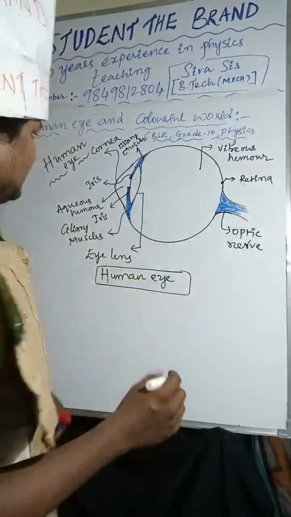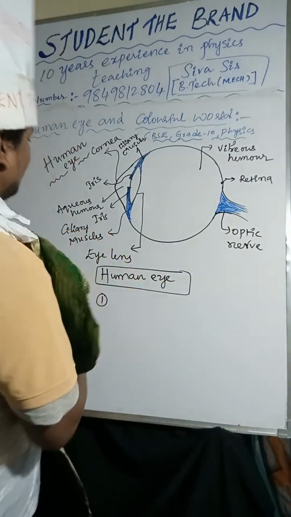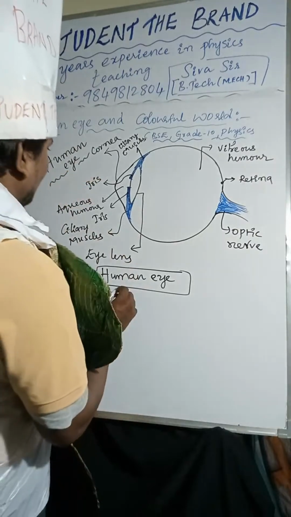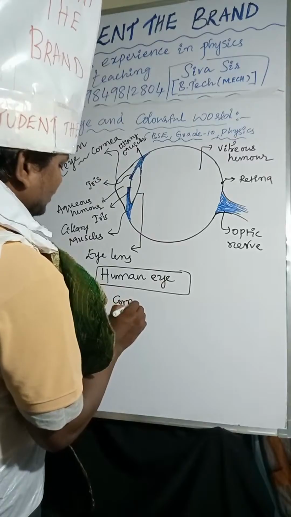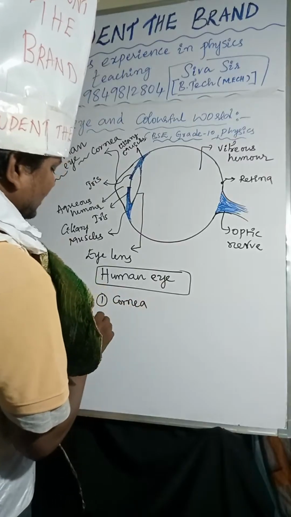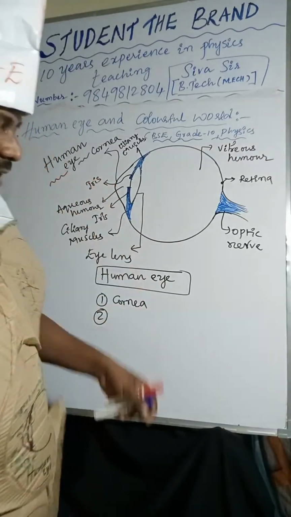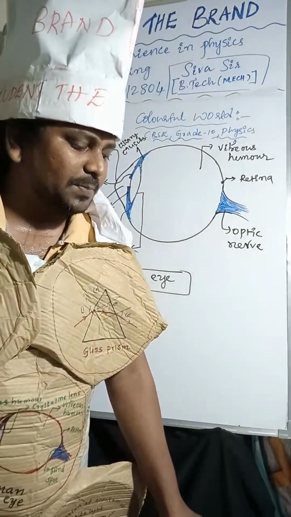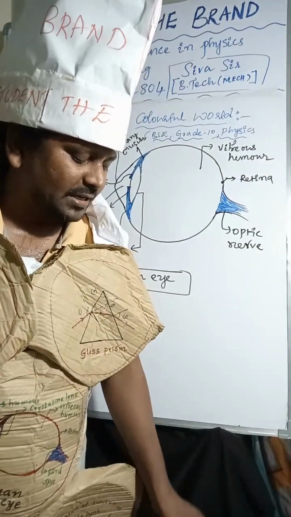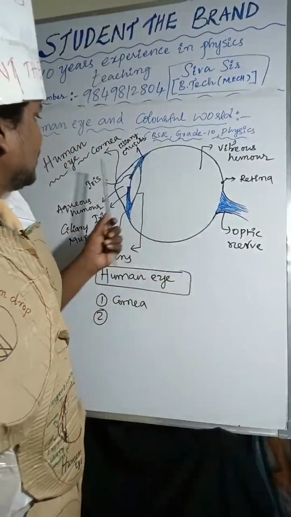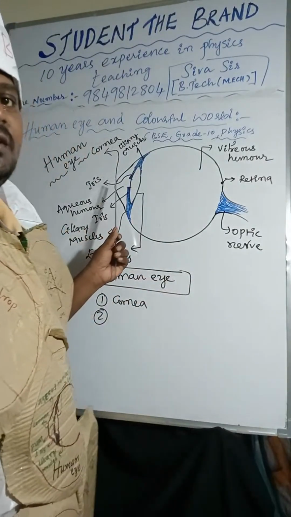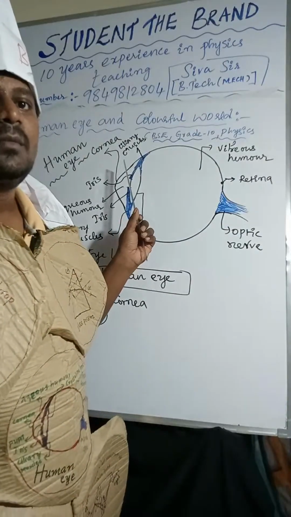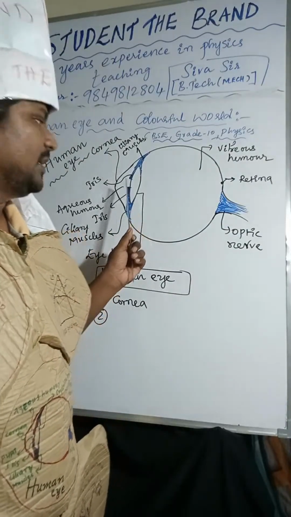First one, we are talking about the cornea. Cornea is the front portion. So cornea is the front layer, the protector layer of the human eye. Most of the refraction takes place at this cornea. So here you can see, most of the refraction takes place at this point.